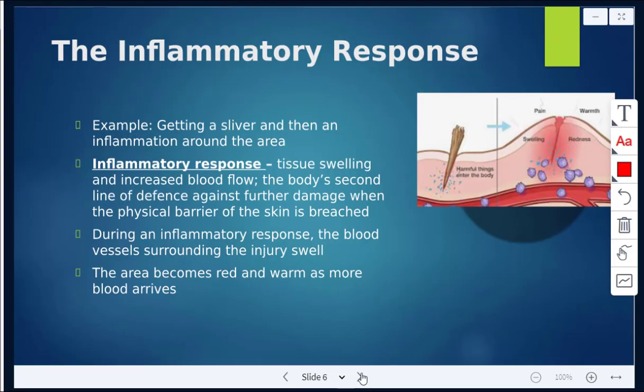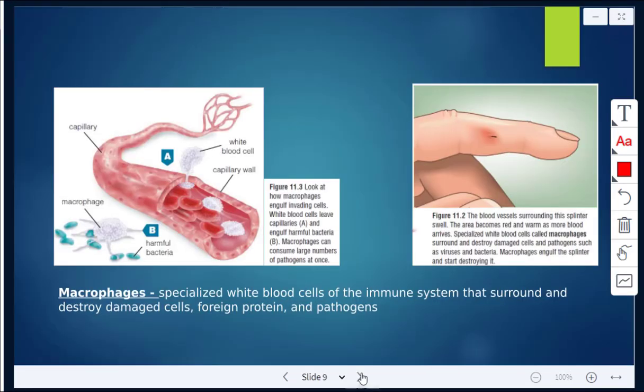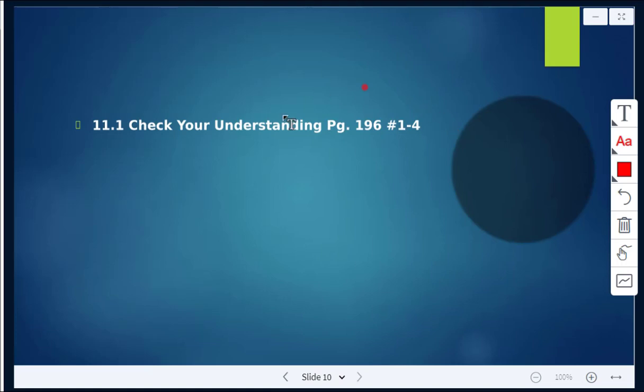So for homework today, it is the 11.1 questions on page 196, numbers 1 to 4.